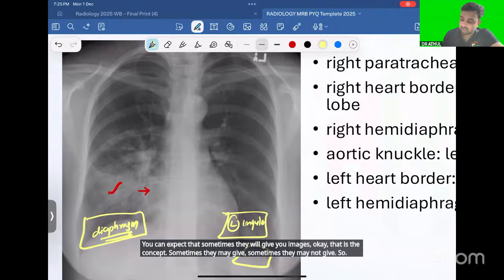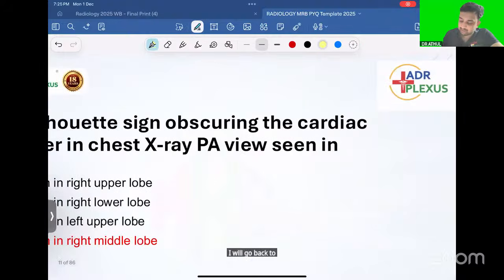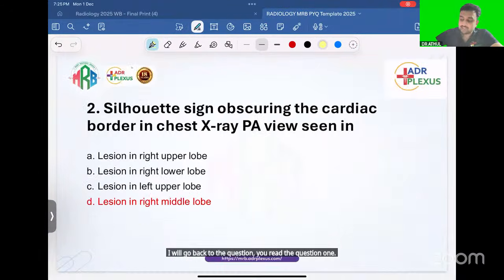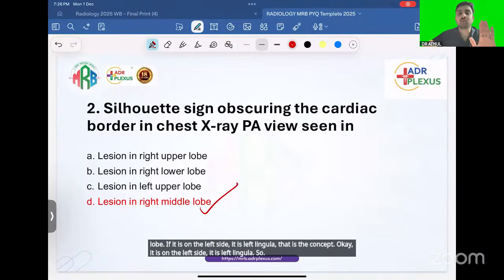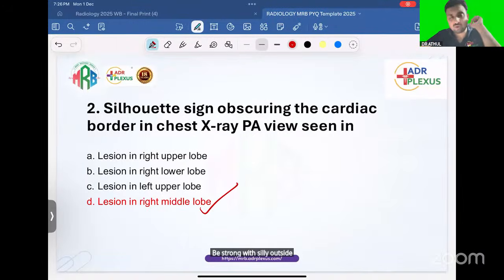I will go back to the question. You read question one. Silhouette sign obscuring the cardiac border in a chest radiograph is seen where? If the cardiac border is obscured on the right side, then it is the right middle lobe. If it is on the left side, it is the left lingula. That is the concept. So be strong with the silhouette sign. Now, one more question: why do lungs appear black in a radiograph?